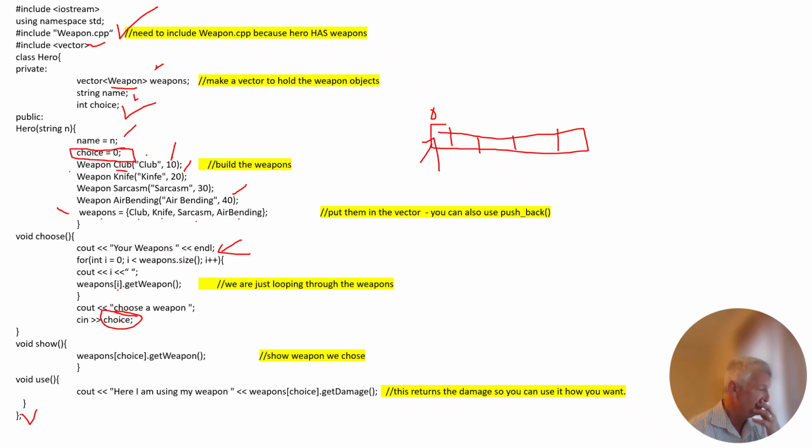Okay? Just like this. And then, look, here I'm using my weapon. And then that's my weapon that I chose, and it's going to get damage. This returns damage, so you can use it how you want. That's pretty cool. The hero has weapons. You'll fly through this assignment. But I want you to practice with this because it's going to be really helpful.